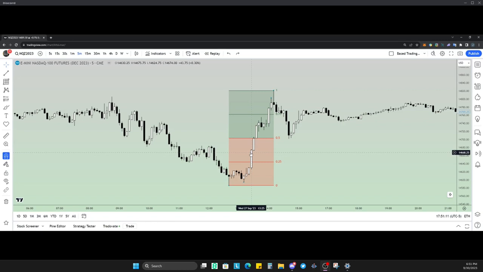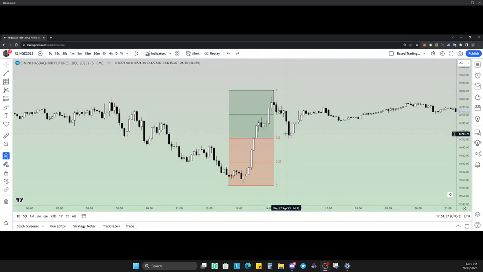That's what it's for. It's for them. And you're just riding the coattails. So this concept was really hard for me to understand because I get lost in the forest for the trees, where I'm like all in these candles on a 15-second basis. I'm like, okay, it's taking this and it's at a discount relative to this micro dealing range, you know, it's easy to get lost.